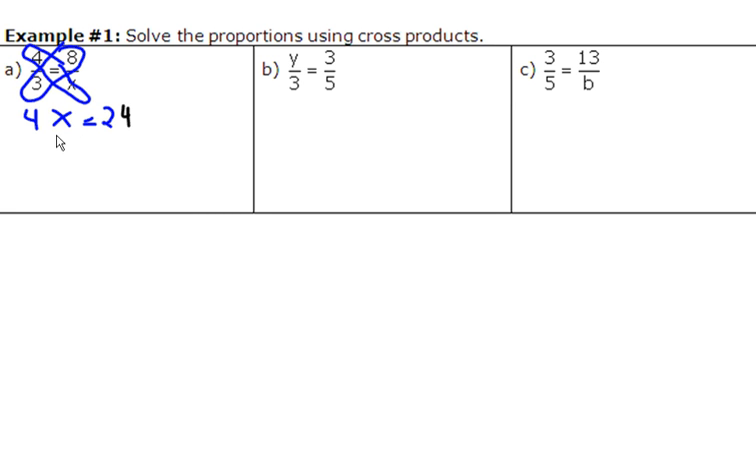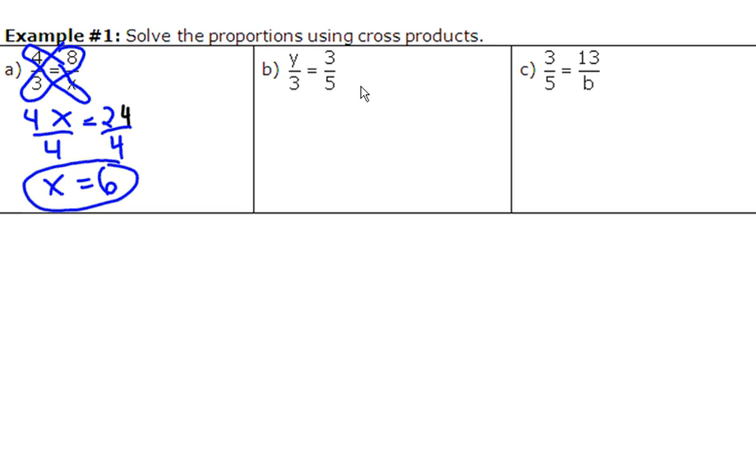So I can now solve for x. This is 4 times x, so I would do the opposite, and I would divide by 4. So 24 divided by 4 is 6, so x equals 6.